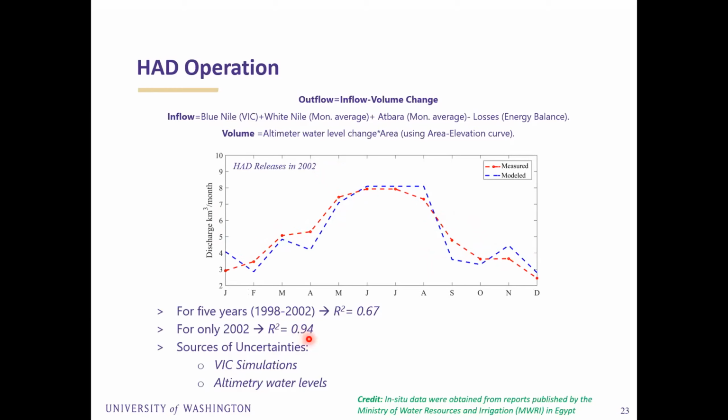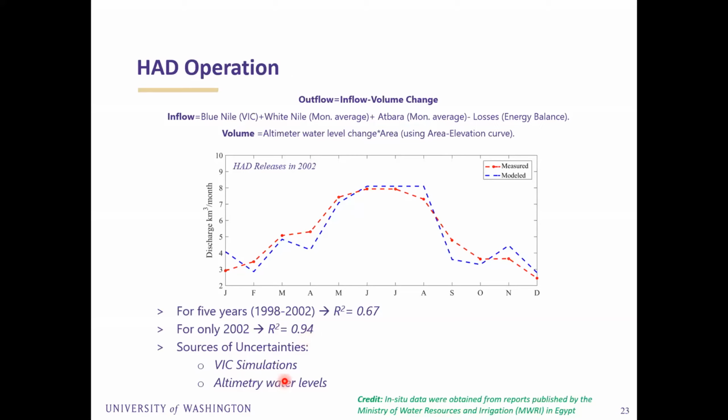And the reason for that, as Dr. Faisal mentioned yesterday, is that there are many uncertainties in the satellites. And one of them is the satellites we use in the VIC simulations. So this introduces uncertainties because the VIC simulations are not perfect.